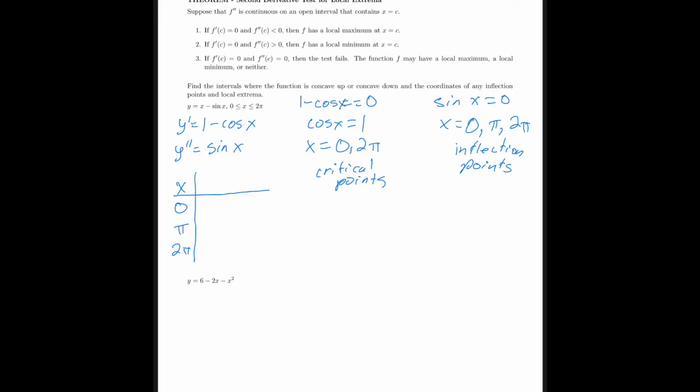So the points we would be concerned with here, the x values we're looking at, are 0, pi, and 2 pi from the information we have right here. And so we could find f of those, f prime of those, and f double prime of those. So f of 0 would be 0. f of pi would be pi. And f of 2 pi would be 2 pi.